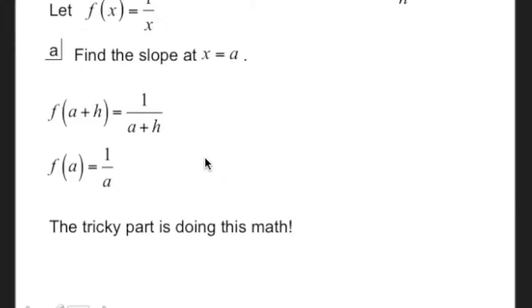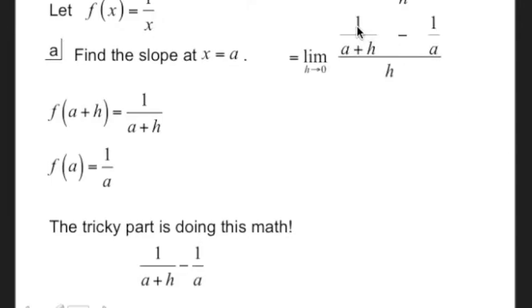So the tricky part here is getting through the math, and that means simplifying the numerator. The 1 over a plus h is the function value here, and then minus 1 over a. So let's take a look at simplifying that algebraically. We put those two expressions in the numerator, and we notice that the common denominator is a times the quantity a plus h. So we're going to multiply top and bottom by that common denominator.